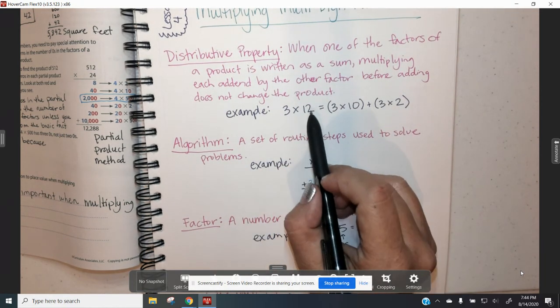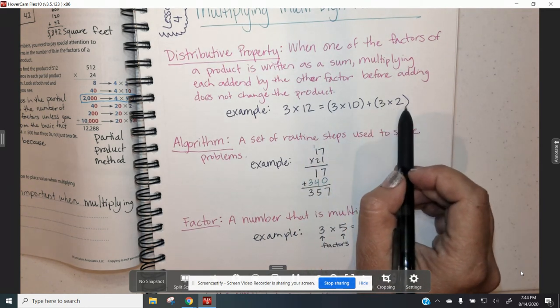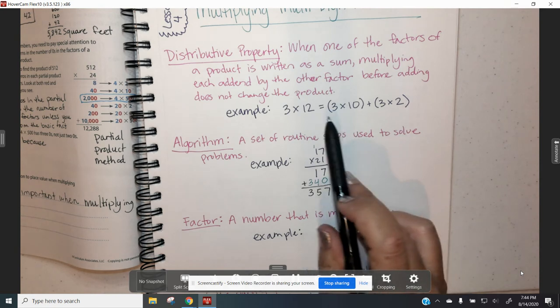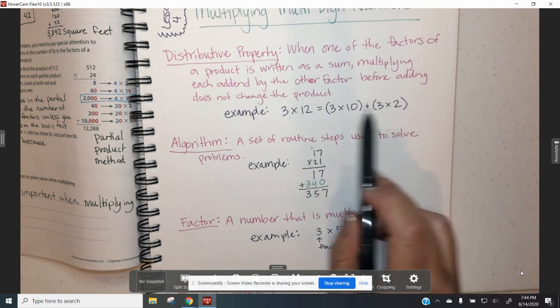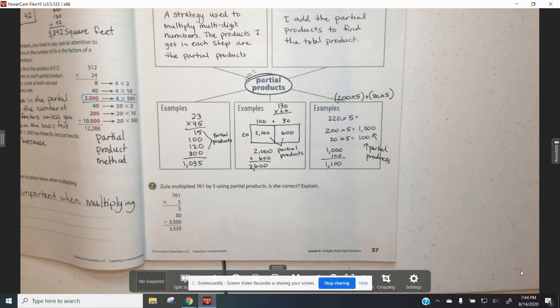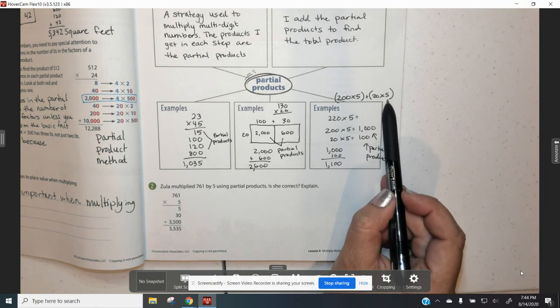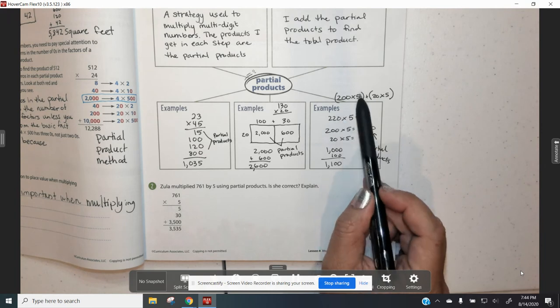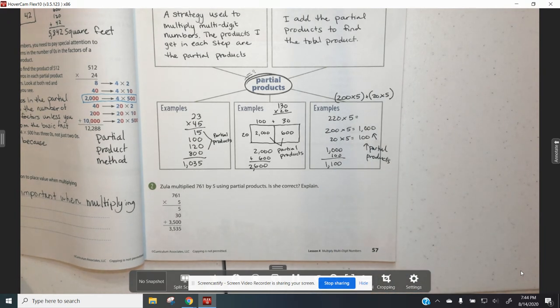So in other words, if we have 3 times 12, that's the same as 3 times 10 plus 3 times 2. Because we just broke up this 12 into a 10 and a 2. But the 3 stayed the same because that's what we're multiplying the 12 by. So we did the same thing here, except the 5 stayed the same, and we broke apart the 220 into 200 and 20. With that, you can go ahead and finish your independent practice for the day and then move on to the next subject.